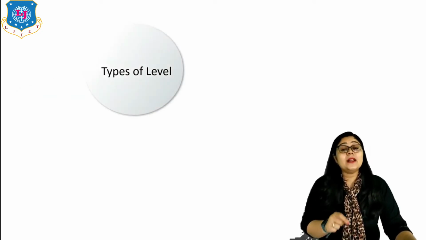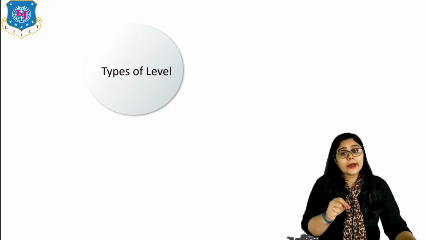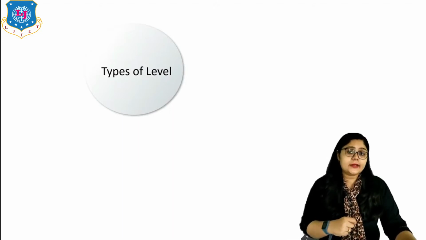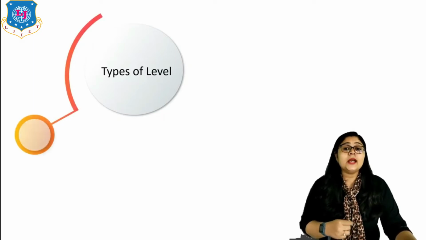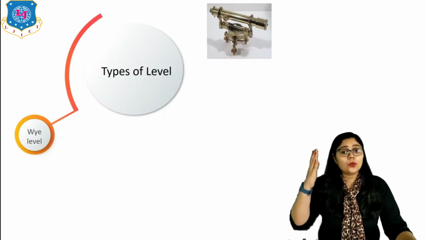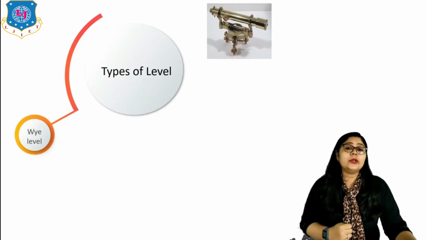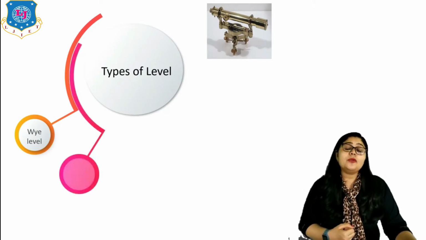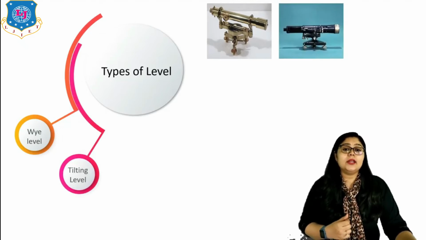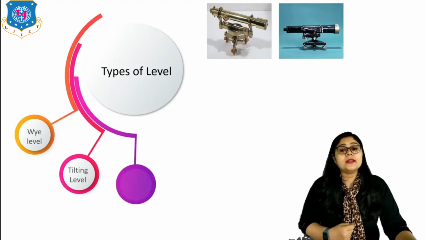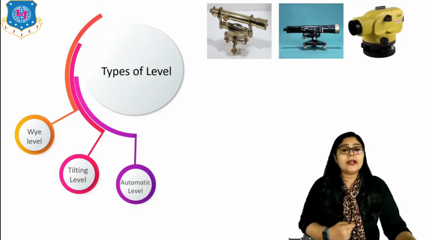As I said, a level is an instrument through which we are taking the readings, and again here various types of levels are available. Like the first type is known as the Y level. Here on screen you can see the construction of a Y level, right? The second type of level is a tilting level. Here again you can see the construction of the tilting level. The third type of level is the automatic level. Here the readings are taken automatically, right?